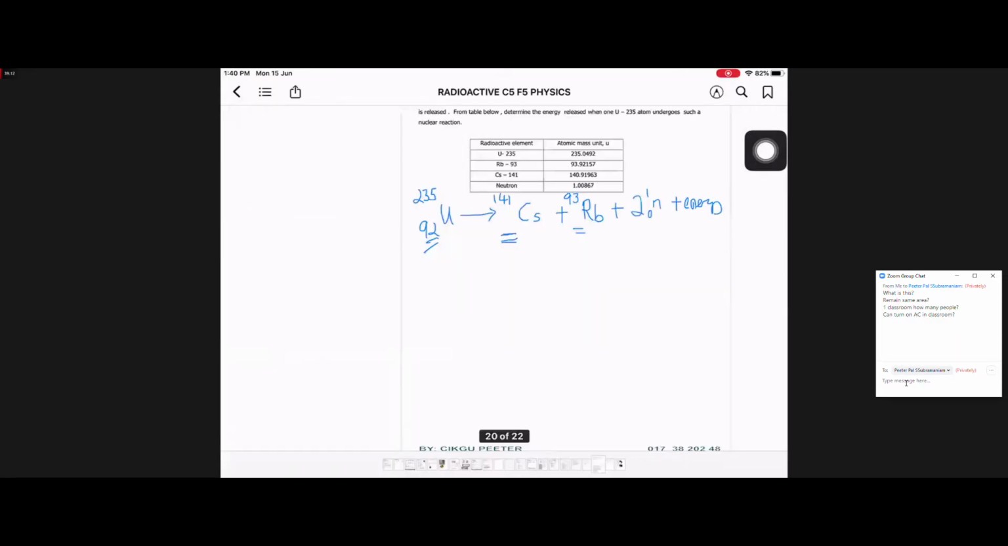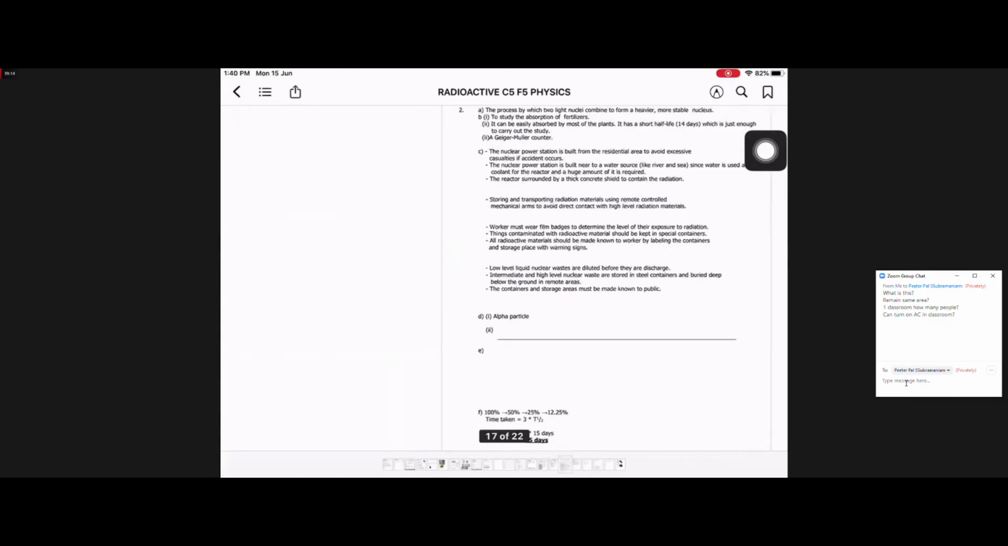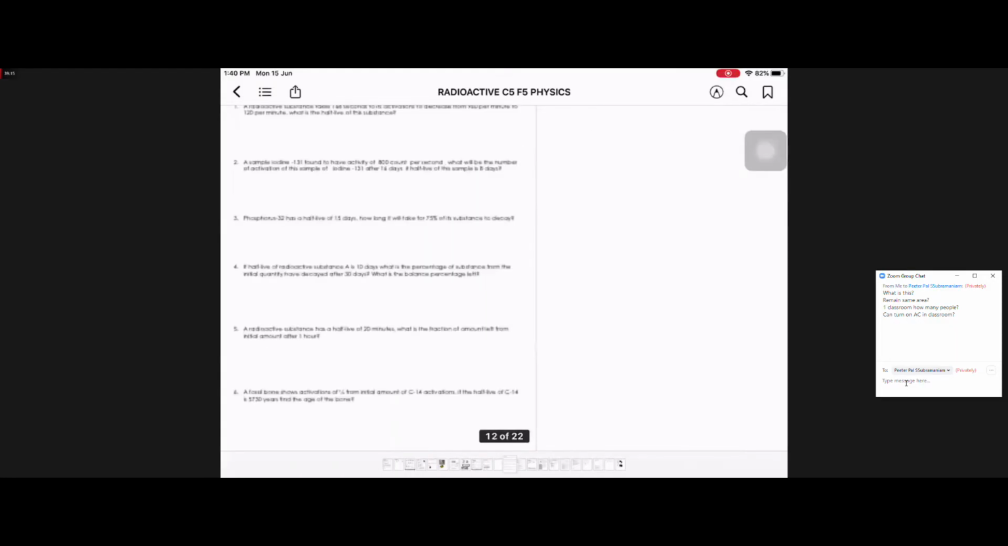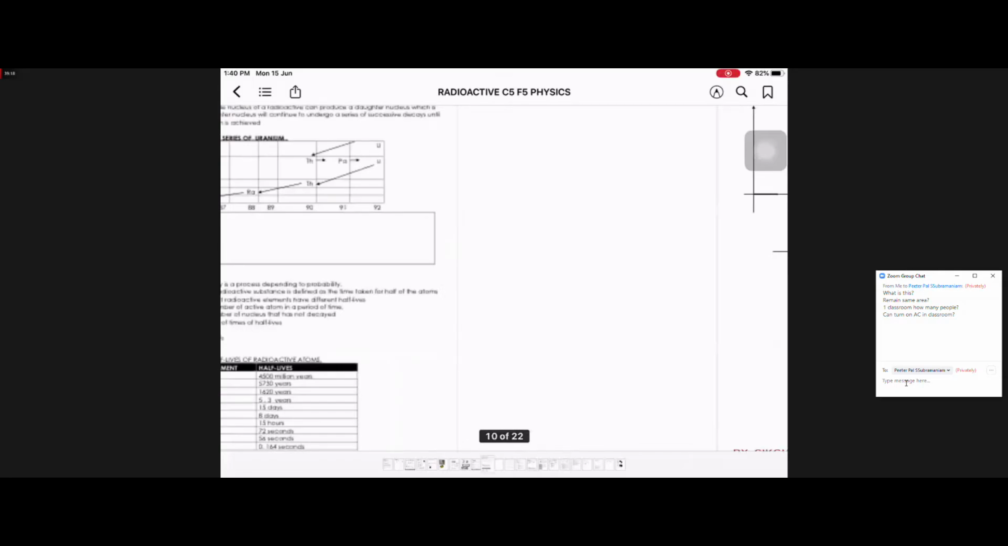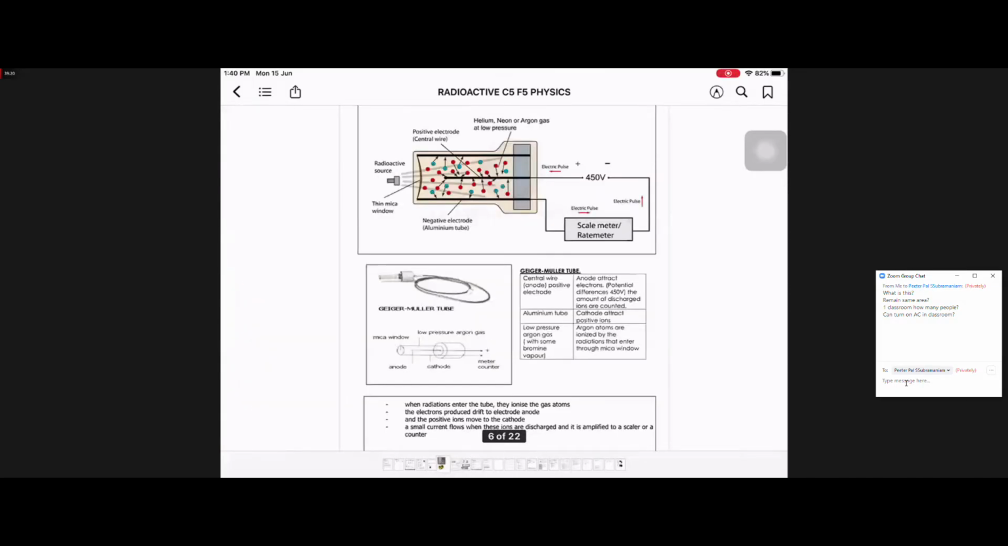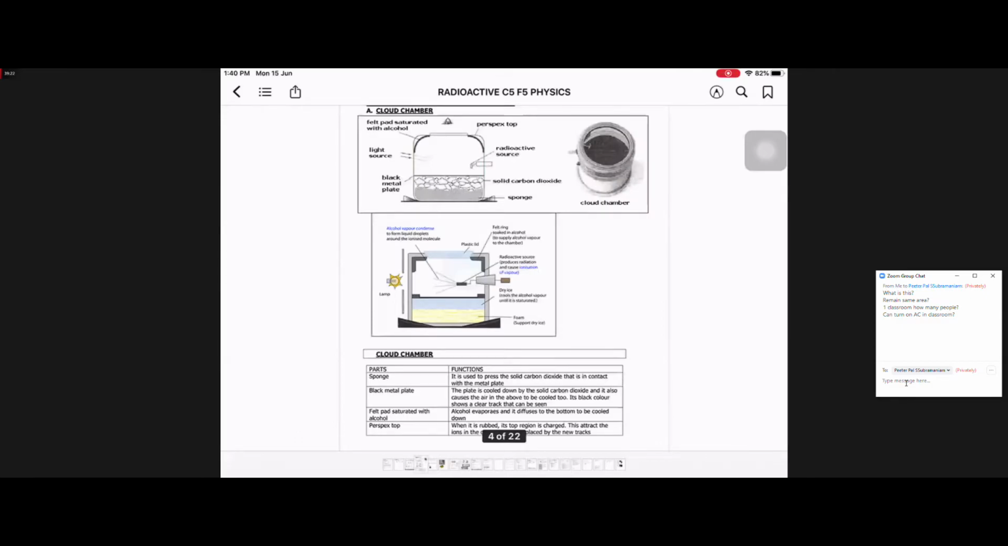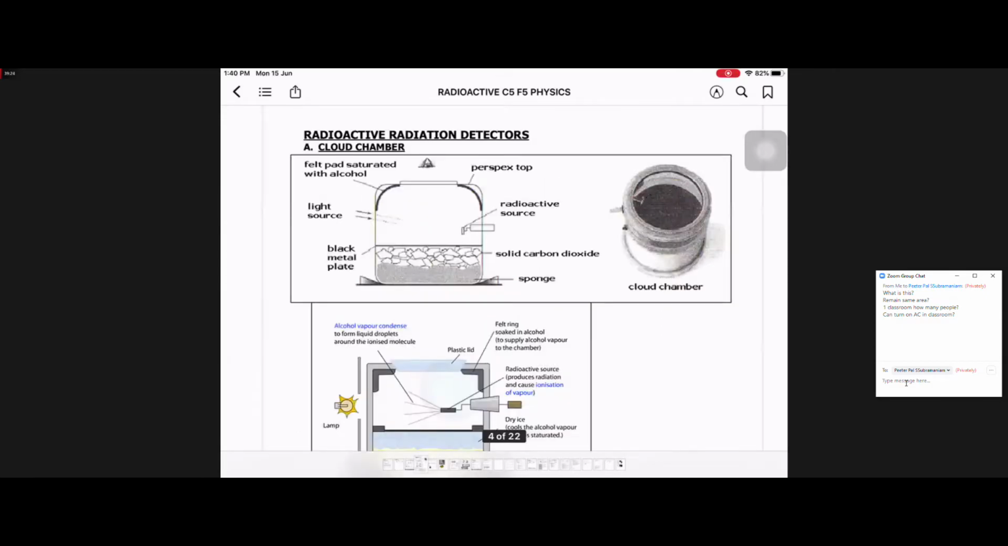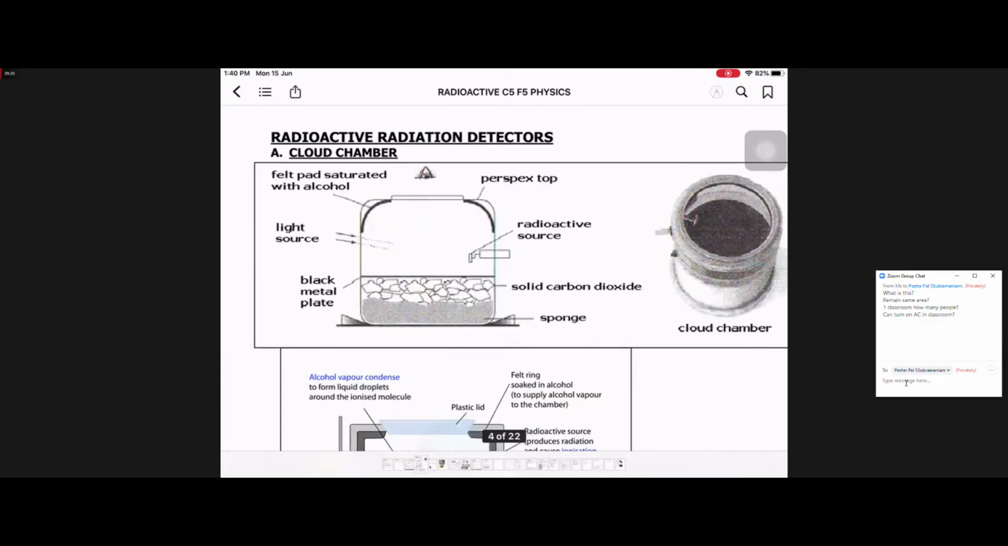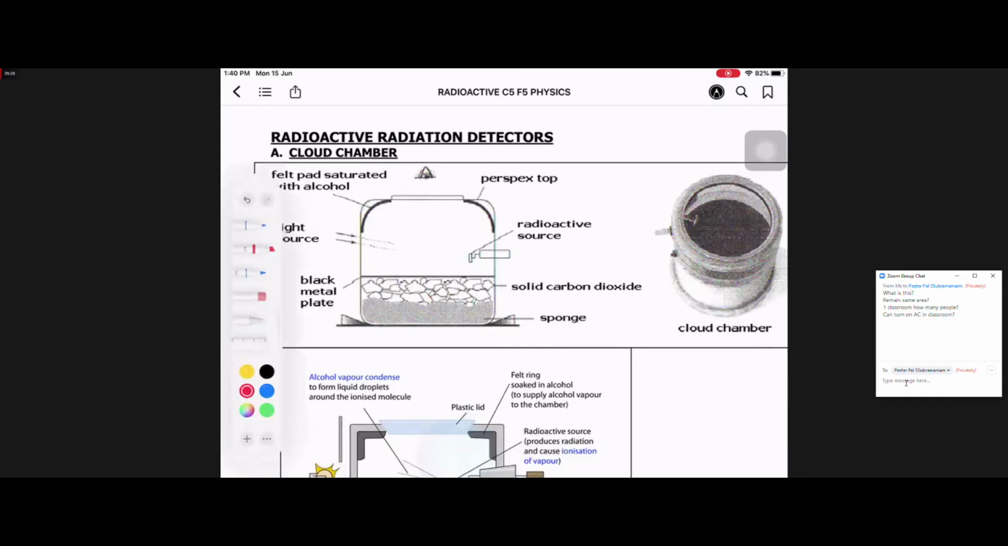Okay, other question. If we go and look at the devices or the radiation detectors, the first one we're going to look at here is what we call cloud chamber. Cloud chamber, later you can Google and see the videos, got YouTube, got videos all.